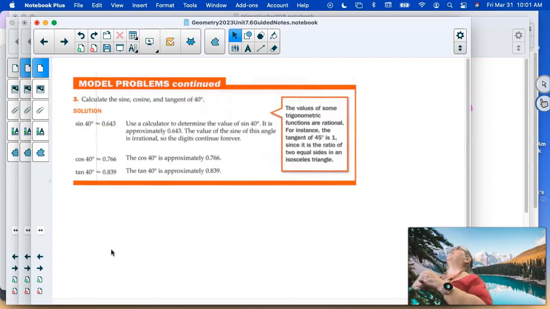Calculate sine, cosine, and tangent of 40. You're going to need your calculators for this. Here they only went to 3 decimal places. Get in the habit of going to 4. On your calculator, you would hit sine 40, and then close the parentheses, and you're going to come up with what they have here. Then cosine 40, and then tangent 40. Again, they went out to 3 decimal places. We should go to 4.